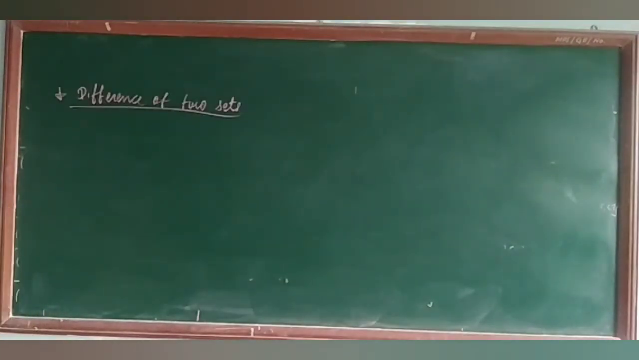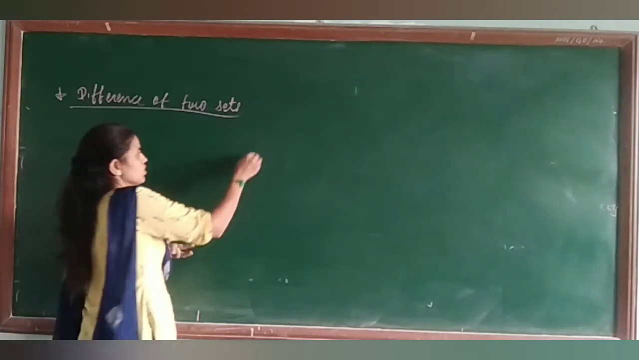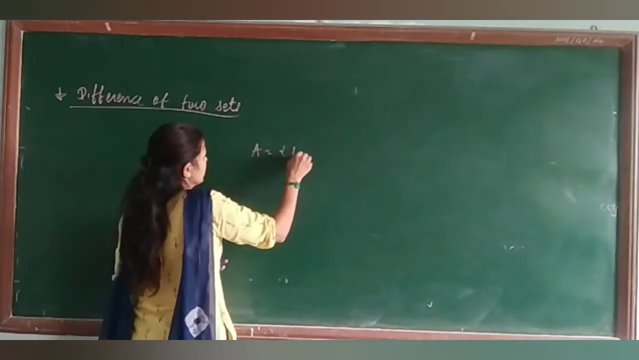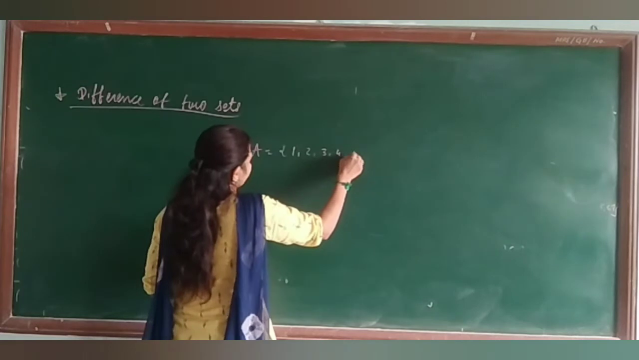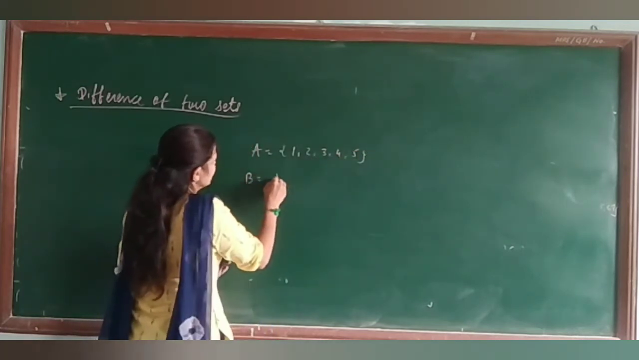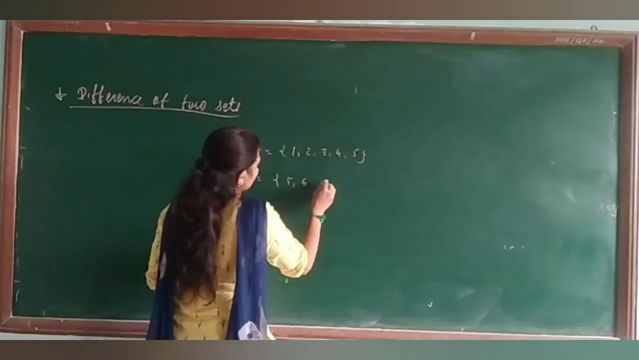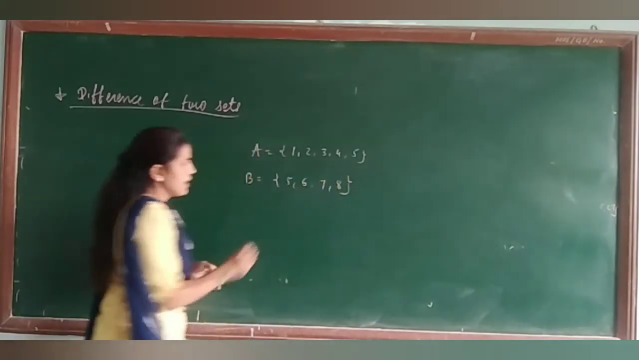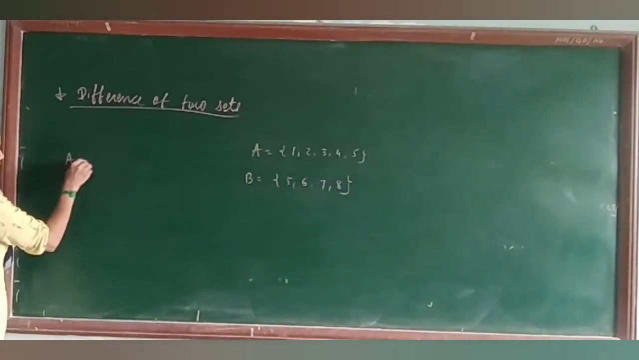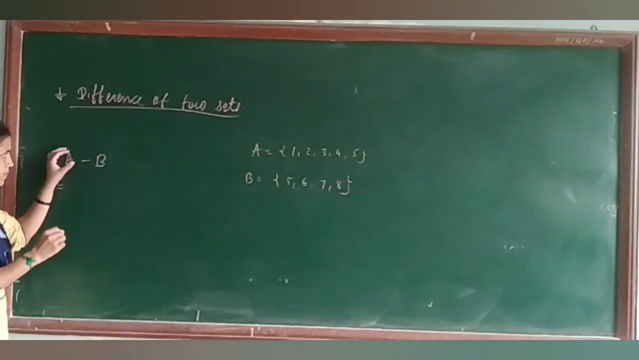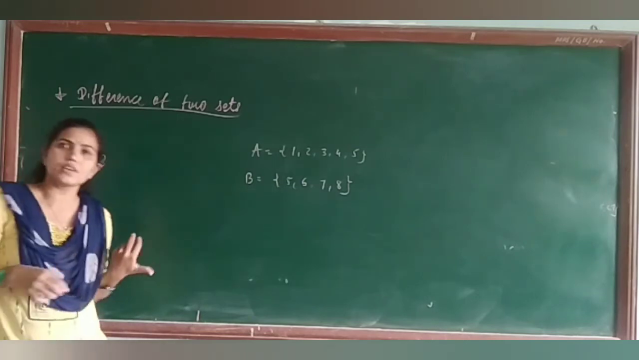Now students, difference of the set. तो difference का मतलब क्या होगा? Let me write down first two set only. A is equals to 1, 2, 3, 4 and 5. And B is equals to 5, 6, 7, 8. Now if I write down A minus B. A minus B मतलब क्या होगा? A में से B को माइनस कर देना.